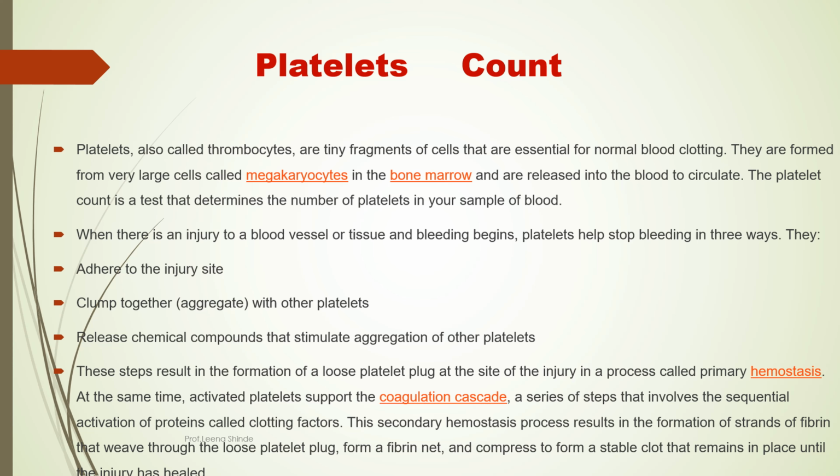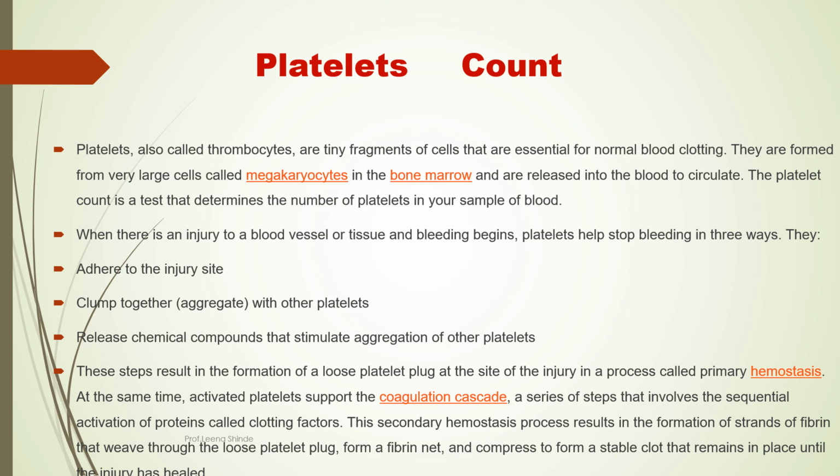When there is an injury to blood vessels or tissue, bleeding begins. Platelets help to stop bleeding in three ways: adhere to injury sites, clump together or aggregate with other platelets, and release chemical compounds that stimulate aggregation of other platelets. These steps result in the formation of a loose platelet plug at the site of injury. This process is known as hemostasis.